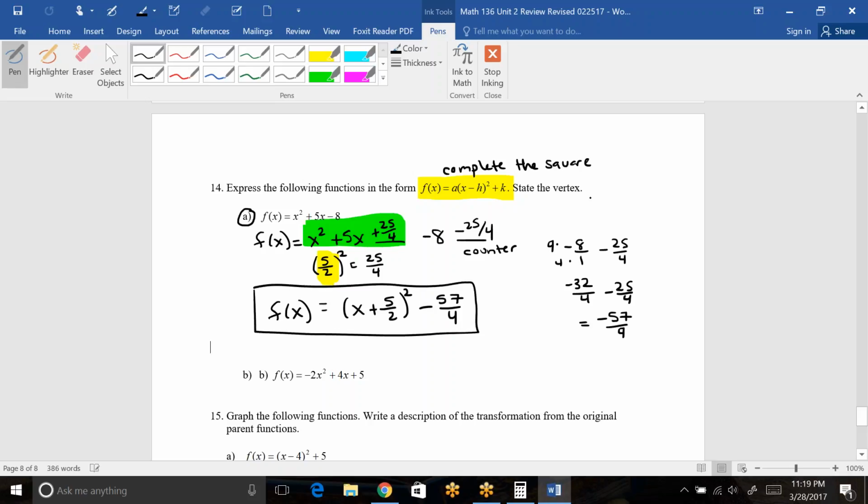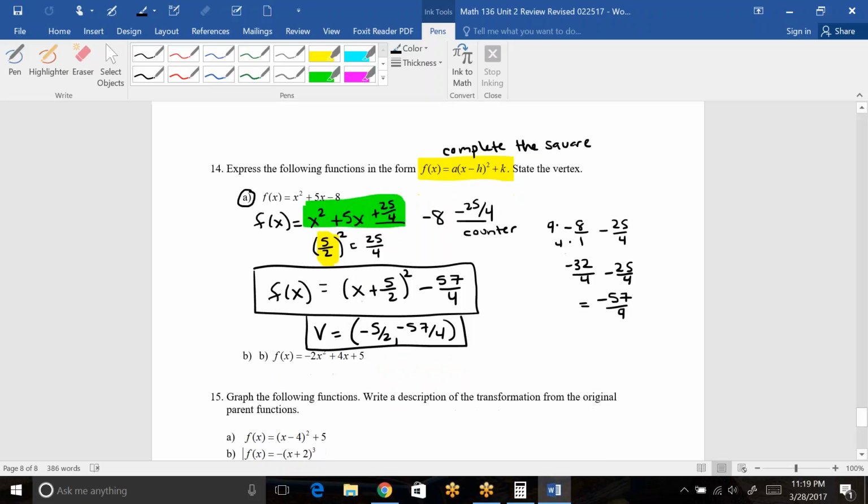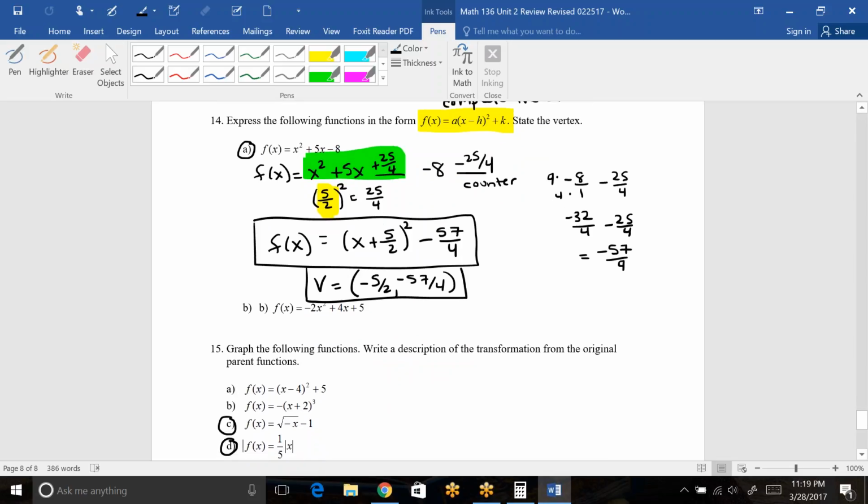And then it says I need to state the vertex. So that would be opposite of the sign in here and exactly the sign there. So -5/2 and then negative 57 over 4. So this one, even though it didn't have a number other than 1 in front that we had to pull out, the middle being odd made it a little bit arithmetic challenging. Is that one okay?